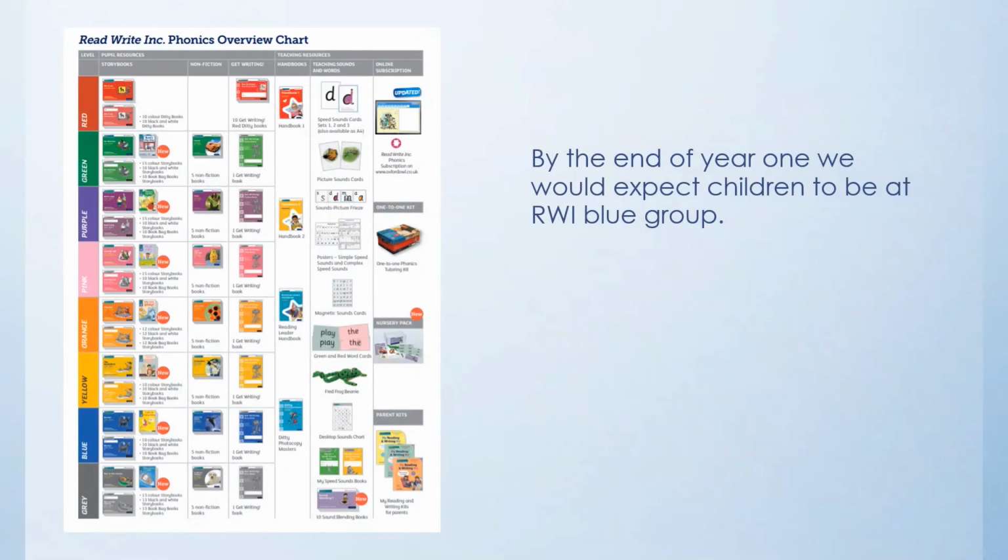By the end of year 1, we also want your child to be in Read Write Inc Blue Group. Here on the left, you can see the phonics overview chart. It has the levels of the books for Read Write Inc. So children start with red books in reception, and by the end of reception, we want them to be in purple group. By the end of year 1, we want them to be in blue group, moving on to grey books. These are the books that really start to focus on that fluency. They are reading a lot more text in the blue and grey group books.